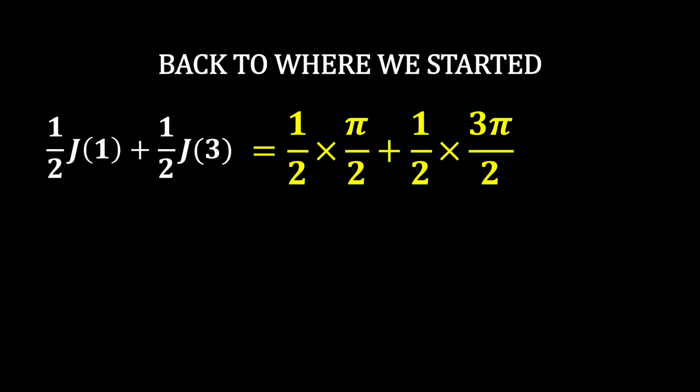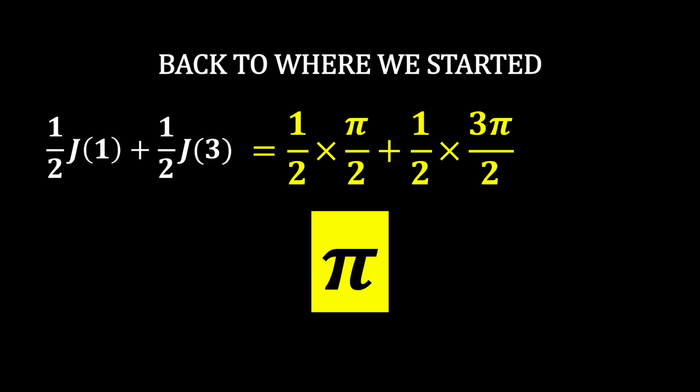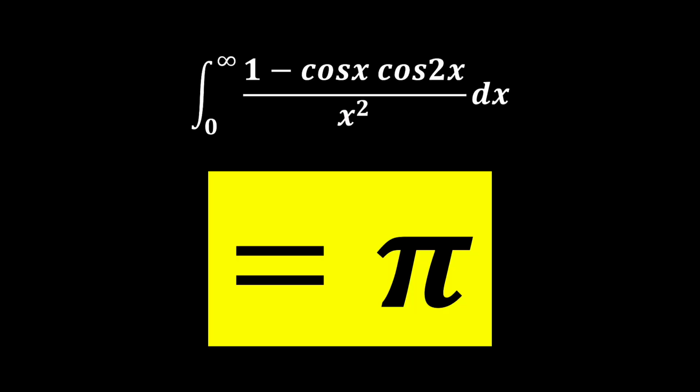Now return to the integral we started with. We had 1/2 J of 1 plus 1/2 J of 3. So this becomes 1/2 times pi over 2 plus 1/2 times 3 pi over 2. And everything collapses to pi. An integral that looked almost impossible at first ends with one of the simplest constants in mathematics.